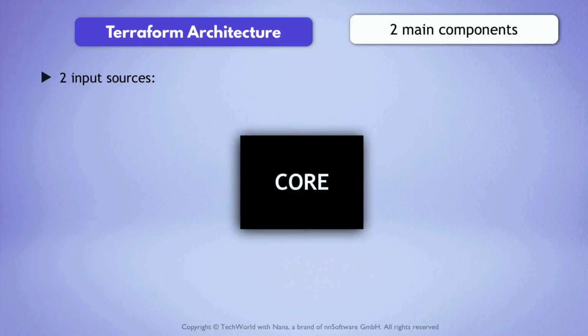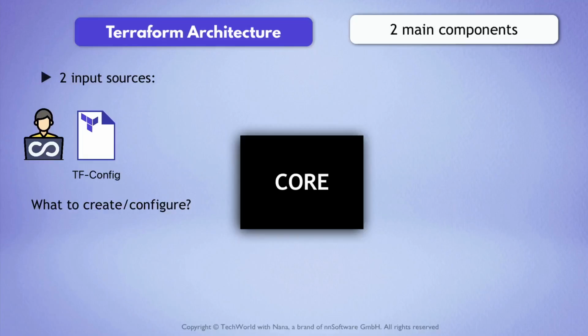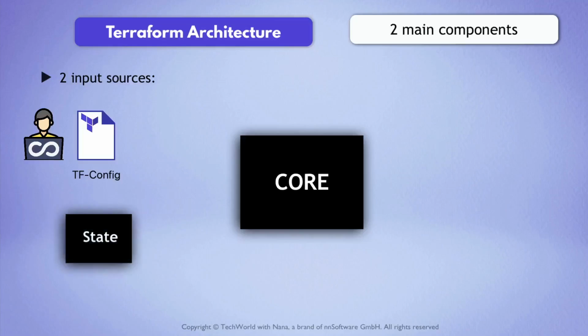And the core uses 2 input sources in order to do its job. So it takes Terraform configuration that you as a user write and where you define what needs to be created or provisioned. And the second one is Terraform state, where Terraform keeps the up-to-date state of how the current setup of the infrastructure looks like.